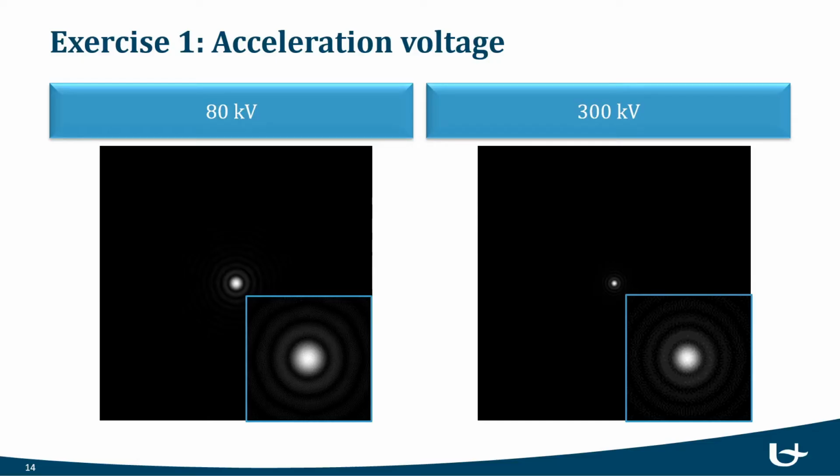Those images show the results of our simulations, in which we can clearly see that the probe size at 80 kiloelectron volts is broader compared to the probe size at 300 kiloelectron volts. This is because the probe size is directly proportional to the wavelength. With decreasing acceleration voltage, the energy decreases and the wavelength increases. The broader profile and larger wavelength practically reduce the resolution in the STEM images.